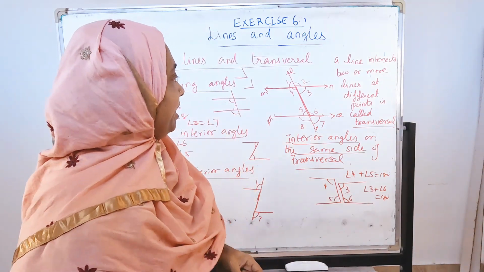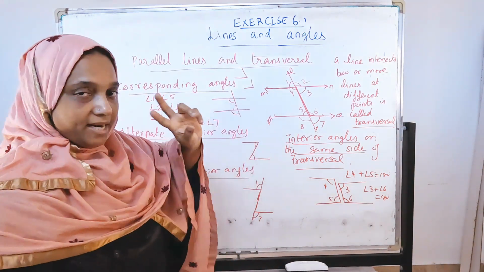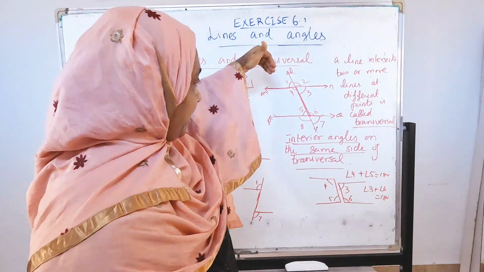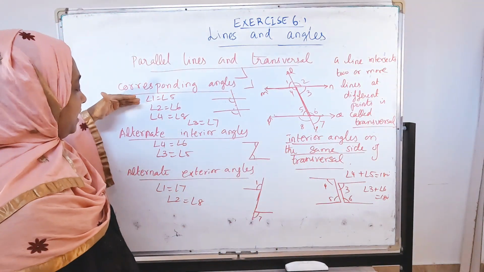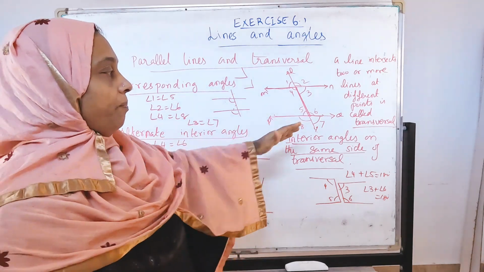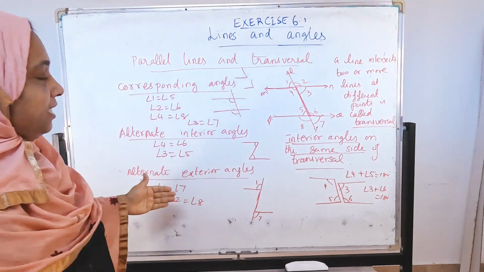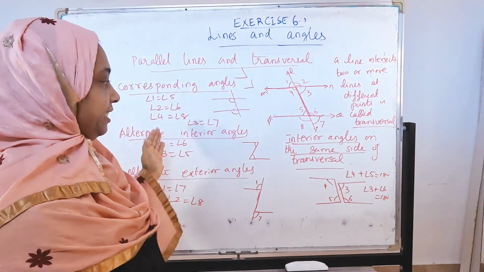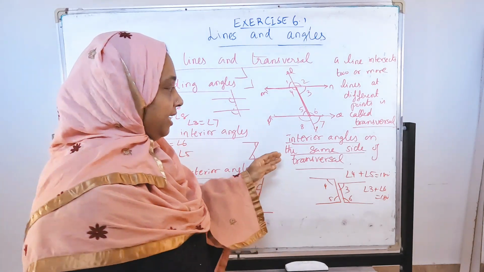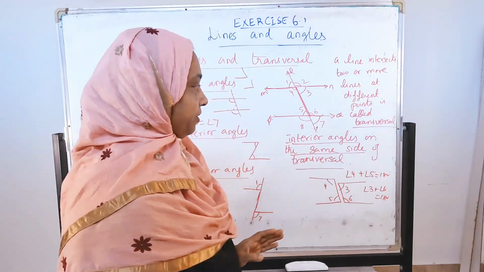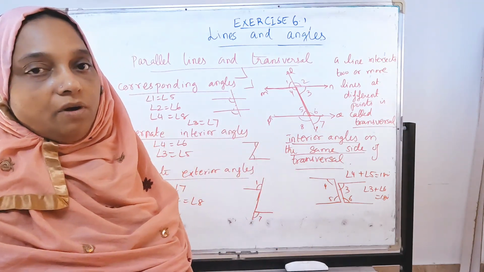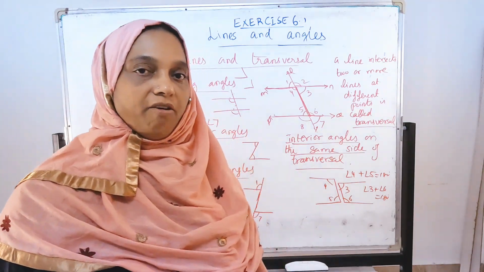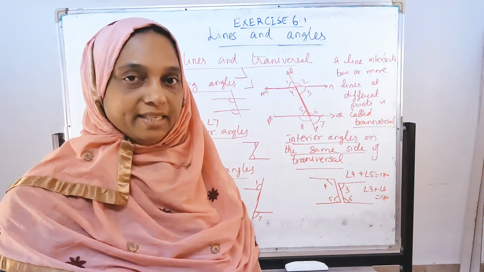So when two lines are parallel and a transversal is crossing, we can use all these properties: corresponding angles, alternate interior angles, alternate exterior angles, and interior angles on the same side of the transversal. According to these properties only, we are going to solve the second exercise of lines and angles. I hope you understand.